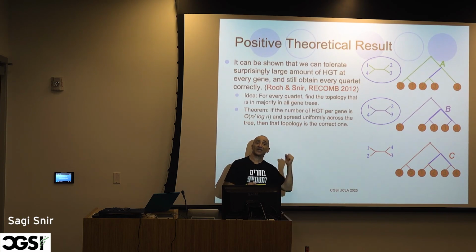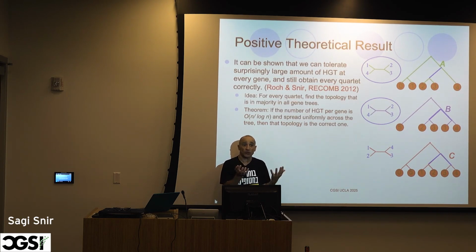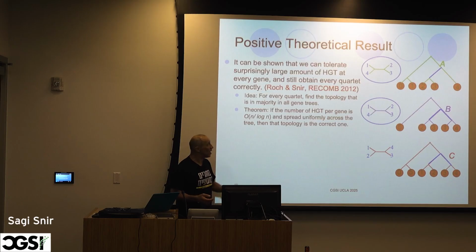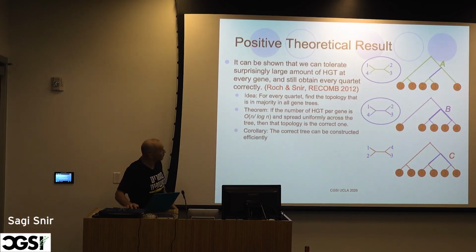So we take the correct quartet. Now we have all the quartets. If they are correct, they agree with the big tree, and we know how to join them. They agree, but if you have all the quartets, as I said, we know how to join them. The correct tree can be reconstructed efficiently.